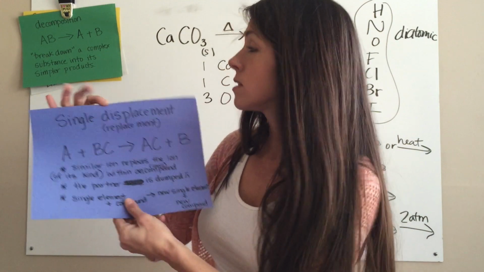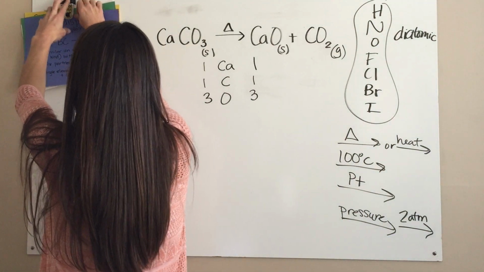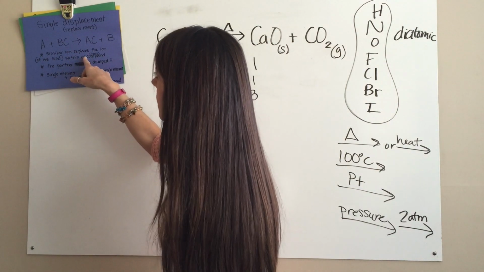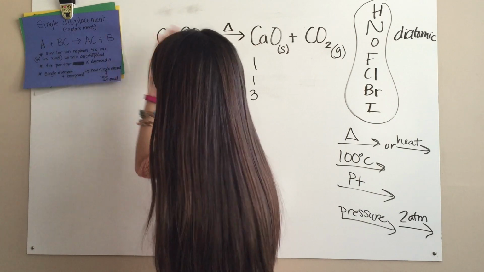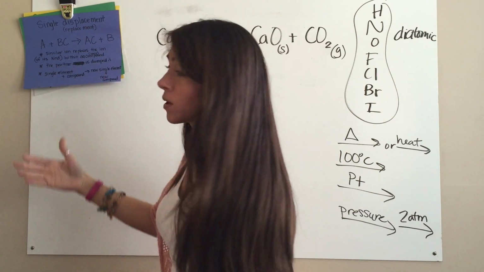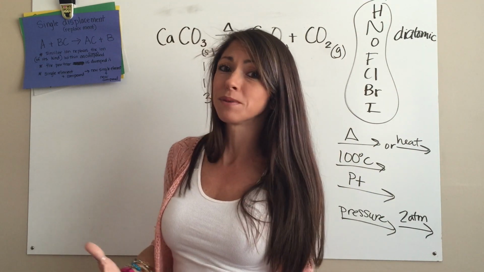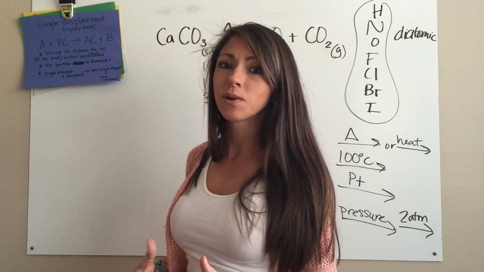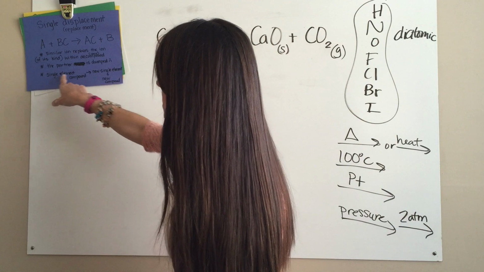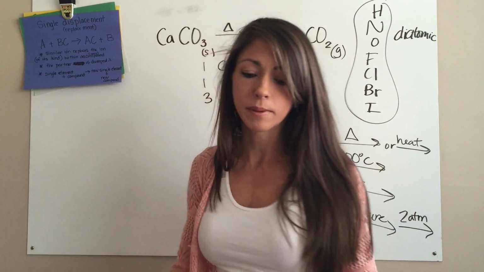Now, some things to note about a single displacement reaction are that a similar ion will replace the ion of its kind within an ionic compound. We'll show in the example that I'm going to put up here in just a second, you'll see this. Now, this is where the partner is dumped. This is kind of the unfortunate one. The double displacement is a much better reaction, but it is the one where one of the ions does kind of get the shaft. And again, like I said, a single element and a compound will yield a new single element and a new compound.